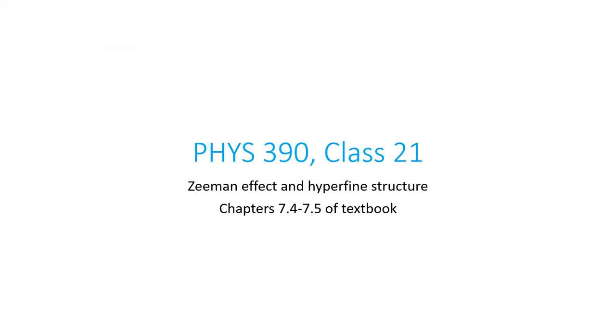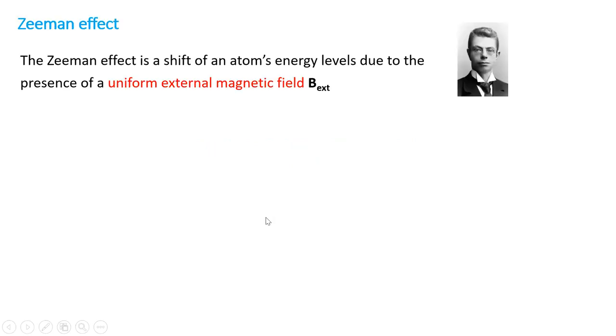This class is on the Zeeman effect and hyperfine structure. The Zeeman effect has to do with what happens when you apply an external magnetic field to an atom. And hyperfine structure has to do with what happens because of the interaction between the dipole moments of the proton and the electron in the hydrogen atom. So this is taken from chapter 7.4 to 7.5 of our textbook. So let's take a look at some of these effects.